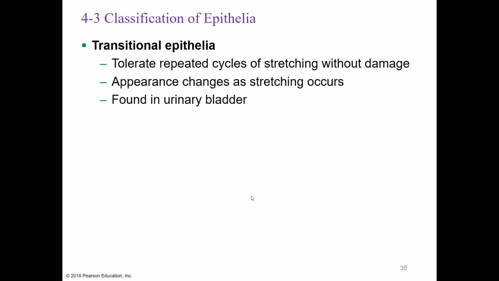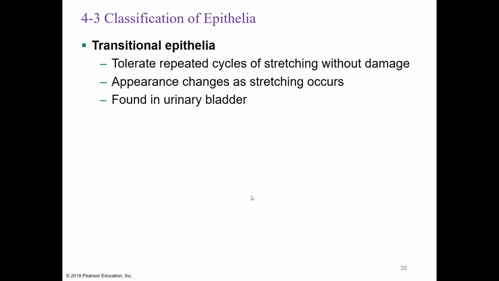Now this one's kind of a wild card. We have two of those. This one doesn't really fit into any other category as far as shape. This one's just special, so kind of consider it its own little thing. Transitional epithelia. So transitional epithelia is going to tolerate stretching without tearing. And it looks different as it stretches. The cells will flatten out when we stretch it.